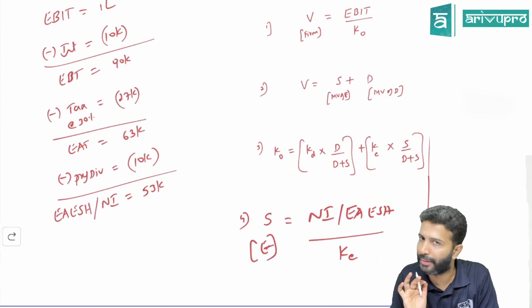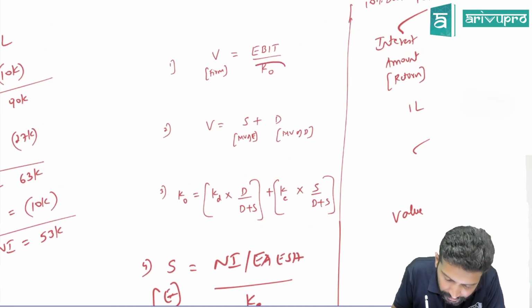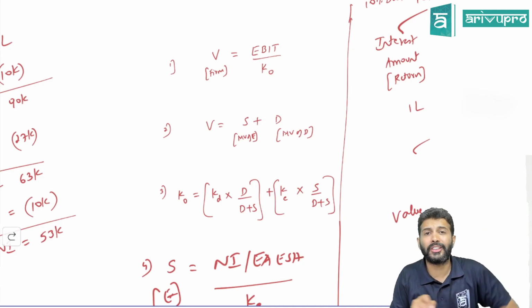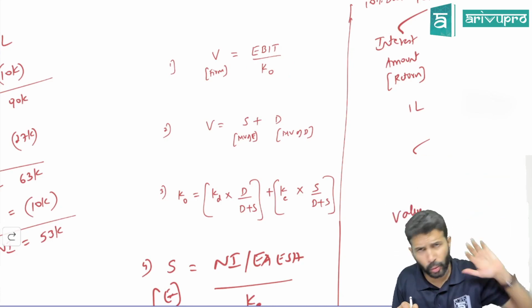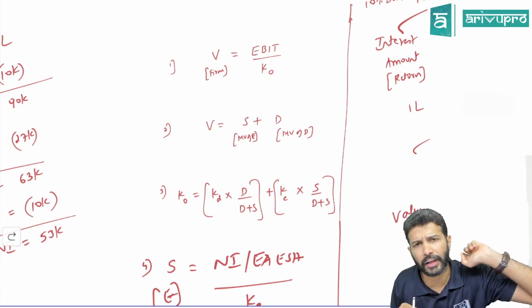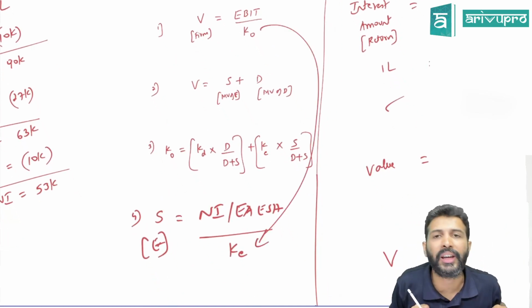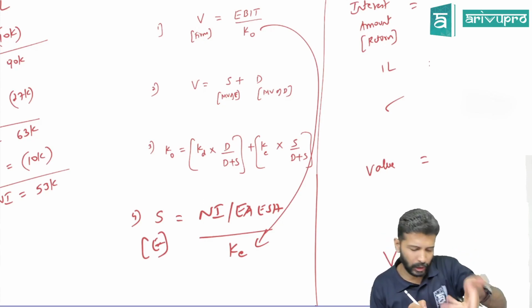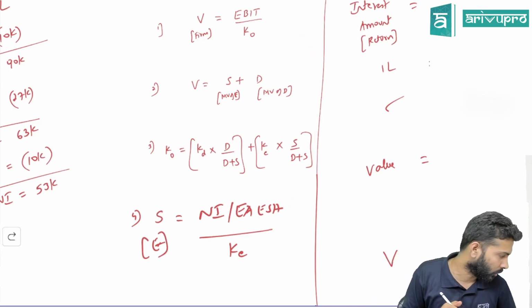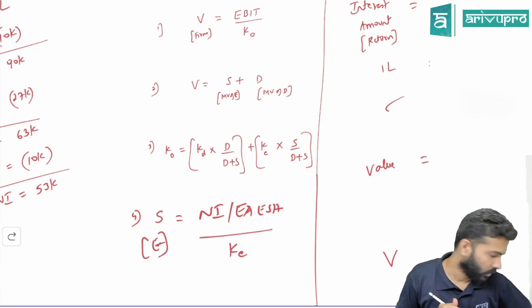That is your numerator. Denominator, you will not take KO because KO is for the whole firm. Are you finding whole firm value or only equity value? Only equity. So substitute KO with the one related to equity shareholders, which is cost of equity. That's your plain substitution. That's all.